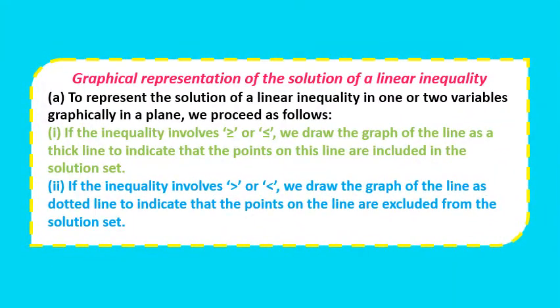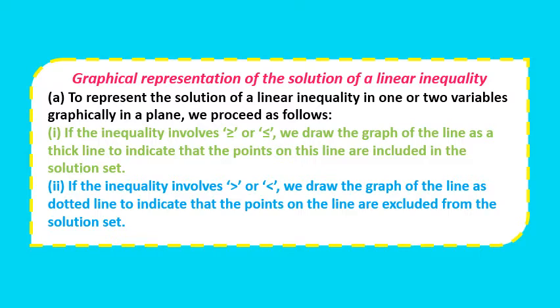Now to represent the solution of a linear inequality in one or two variables graphically in a plane, we have different procedures. First, if the inequality involves greater or equal to or less or equal to sign, we draw the graph of the line as a thick line to indicate that the points on this line are included in the solution set. So if the inequality contains greater or equal to or less or equal to, the normal thick line is drawn.